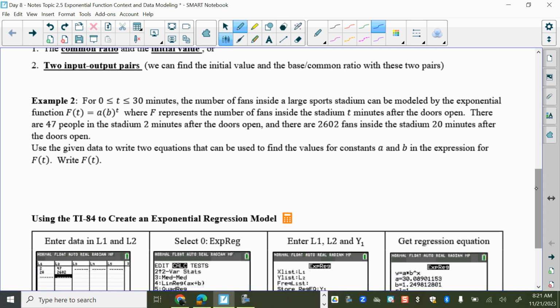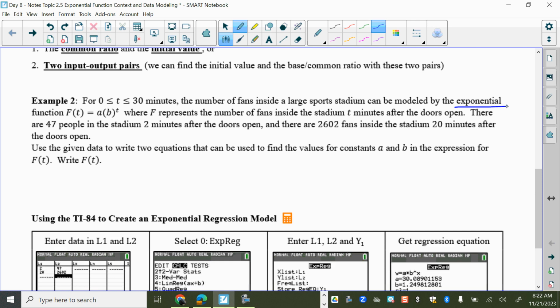So for 0 to 30 minutes, the number of fans inside a large sports stadium can be modeled by an exponential function. So there we go. That's our keyword there. All right, and we got 0 to 30 minutes. So that's my range, my domain.